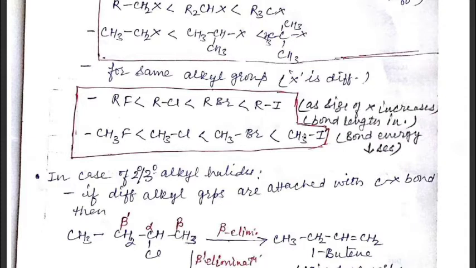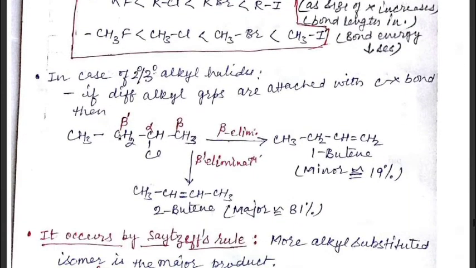This is because the size of halide ion increases and hence bond length in molecules increases. Bond length in methyl iodide is largest, so it is the weakest bond and can be broken down very easily. So it is most reactive, and methyl fluoride is least reactive with shortest bond length.